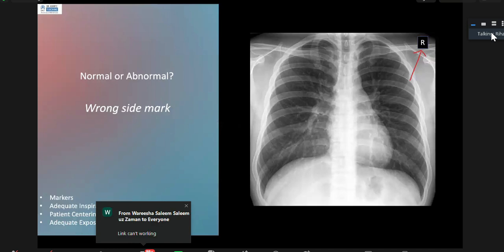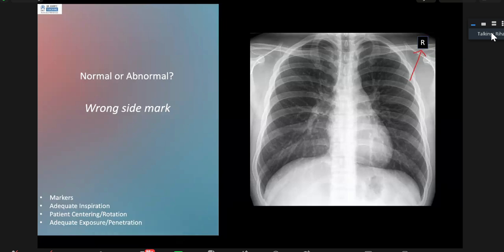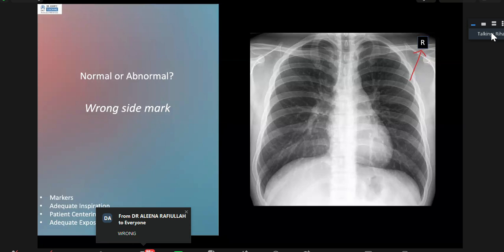In this first X-ray, the question was, is it normal or abnormal? If we have a look at this image, we can see that the wrong side has been marked. If we look at the left of the film, we can see that there is an R label placed, which shows that this is the right. This is unusual and has the potential to cause some confusion. We can also appreciate that the heart is on the right side of the image. This is also unusual because we'd expect it to be on the left.